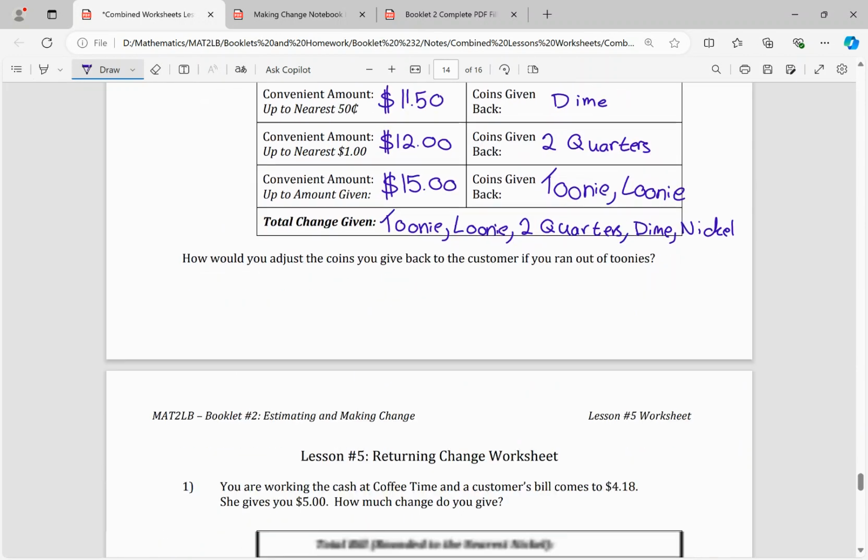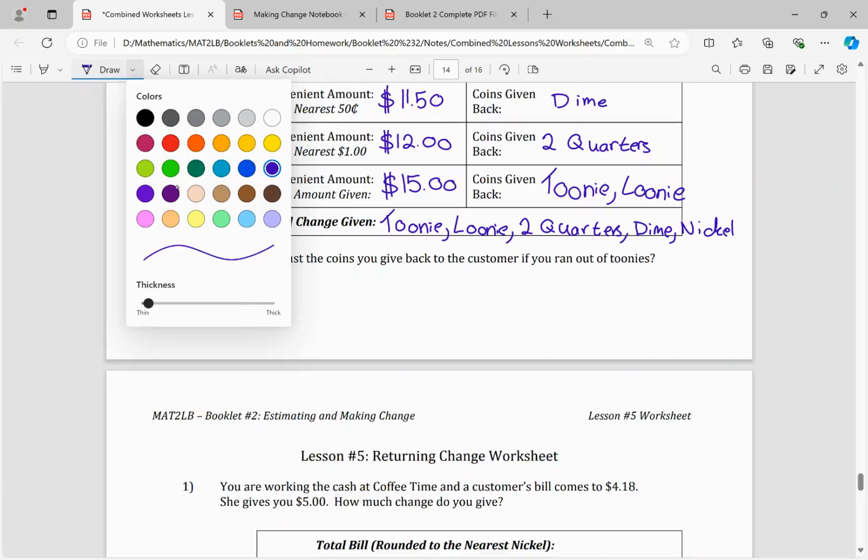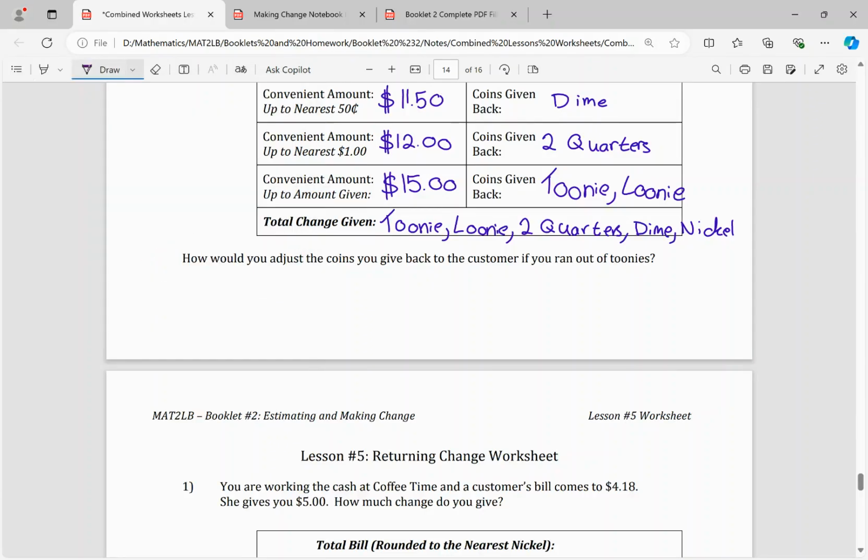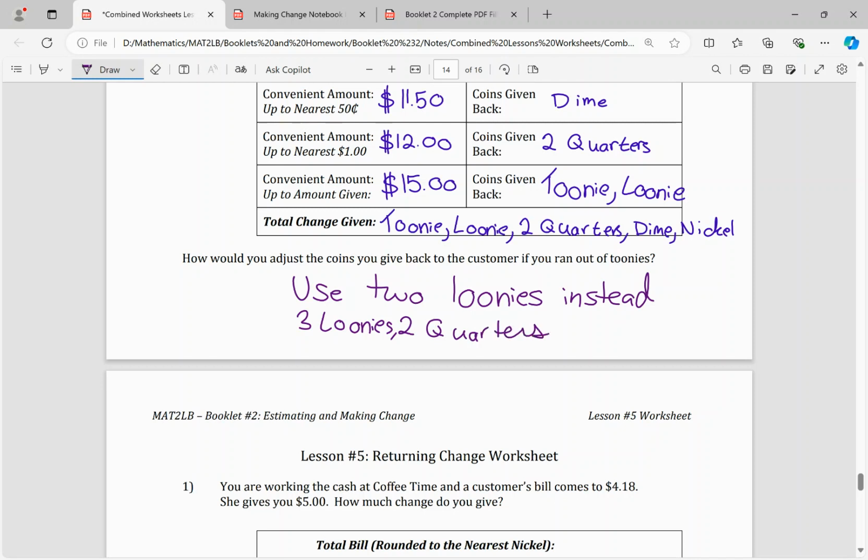The final question of this note, how would you adjust the coins you give back to the customer if you ran out of toonies? No big deal. If you ran out of toonies, all you need to do is use 2 loonies instead. Right, so it would be 3 loonies, 2 quarters, a dime, and a nickel.